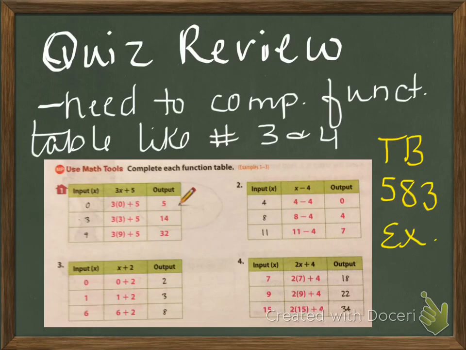All right, and finally we have the brief quiz review at the end. So the first few things that you want to review are on textbook page 583. There will be 2 problems on completing the function table. So I've included examples here from textbook page 583 so that you know what's expected for that portion of the quiz.